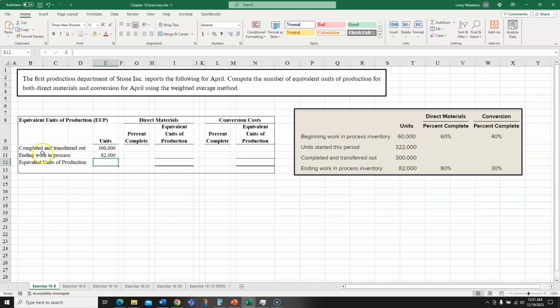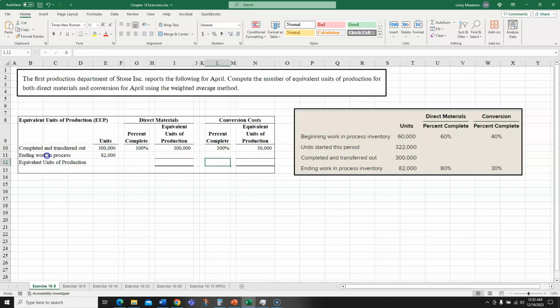Okay, so the units completed and transferred out. Now, if they're completed and transferred out, that means that we've added all the direct materials and they're fully converted. So I'm going to put in 100% completed for direct materials and 100% completed for conversion costs. So now I want to compute the total number of equivalent units of production for completed and transferred out for direct materials. Well, obviously 100% of 300,000 is 300,000. And then 100% of 300,000 is 300,000. Okay, so we're good there.